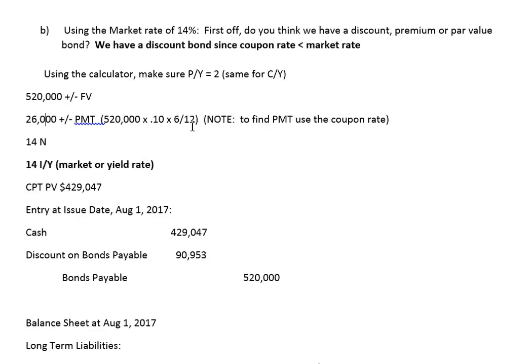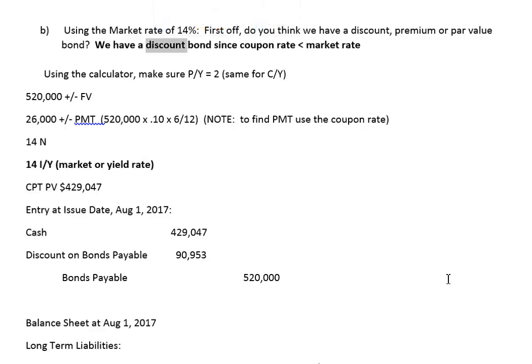Billboard is paying out that much to its investors at the end of 7 years. We calculate our PMT, which again uses the coupon rate times the face value, and because the payments are semi-annual, times 6/12. Number of interest payments is still 14, and the market rate is 14. So now we can see that we get a present value of $429,047, and that's what we would expect with a discount bond.